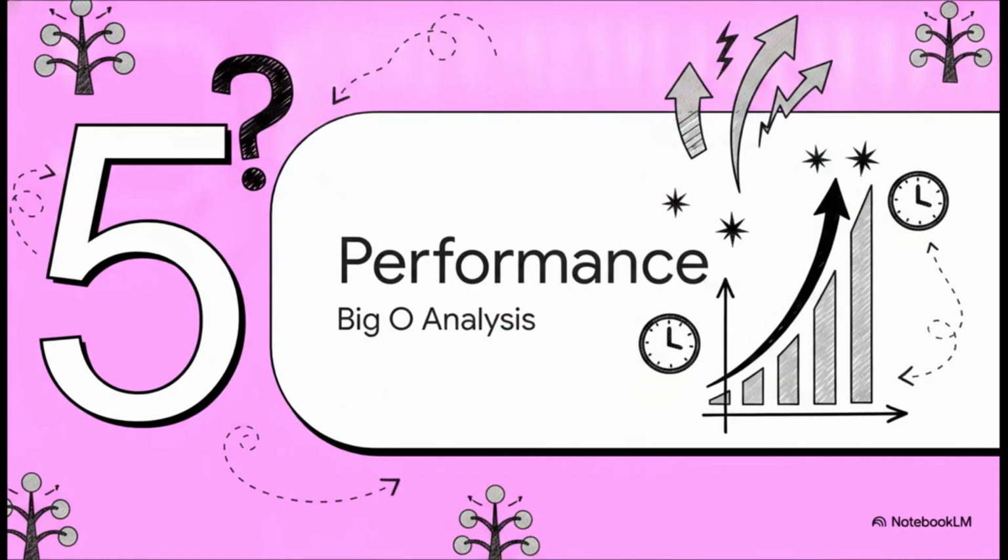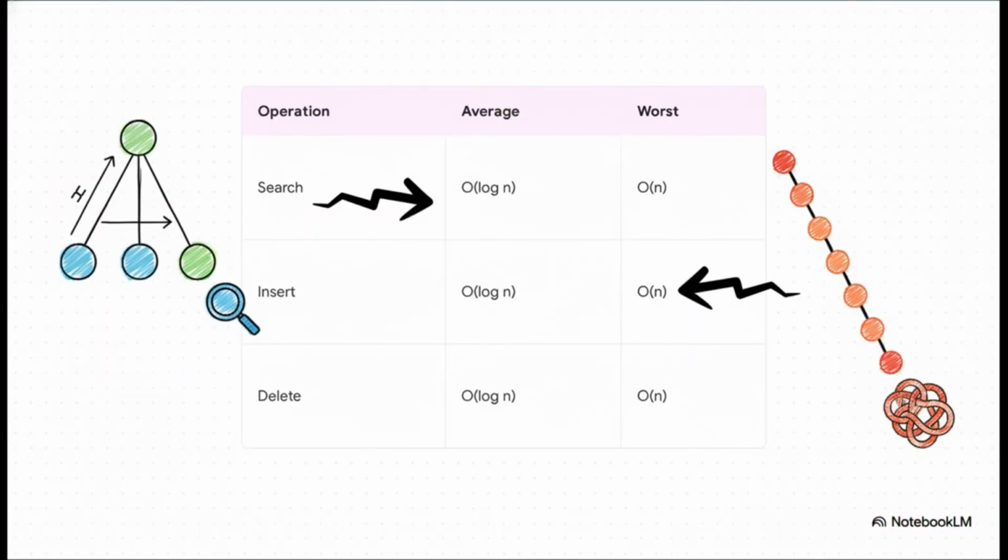Finally, Section 5, Performance and Complexities. Let's talk about Big O. The absolute most crucial takeaway regarding performance is the stark difference between average and worst-case scenarios. When a binary tree is well-balanced, it gives you incredibly efficient operations at big O of log n. Every single step cuts the remaining data in half.